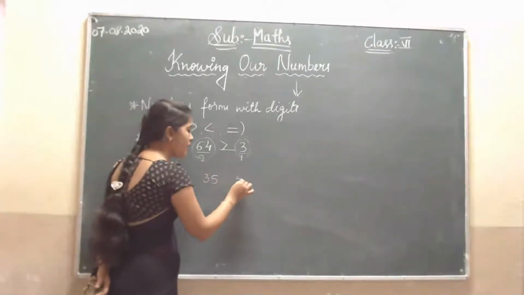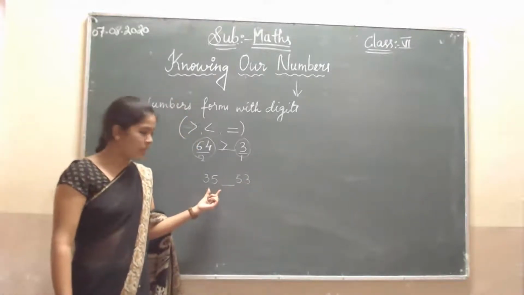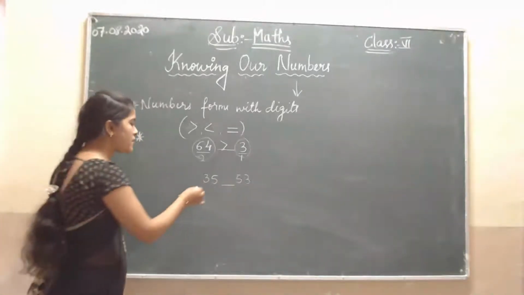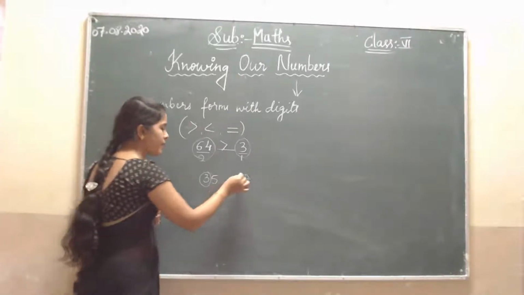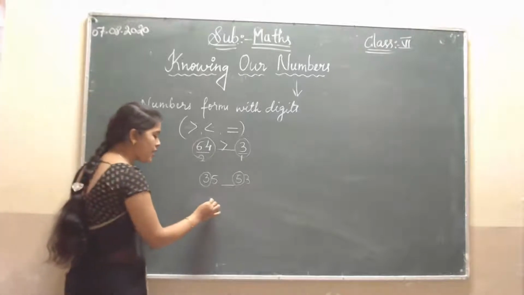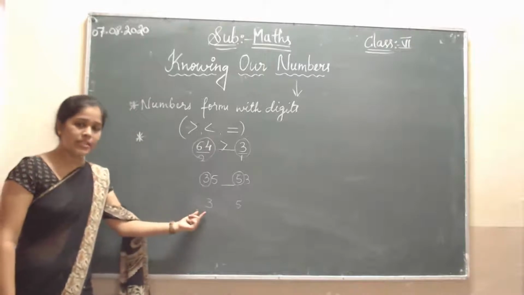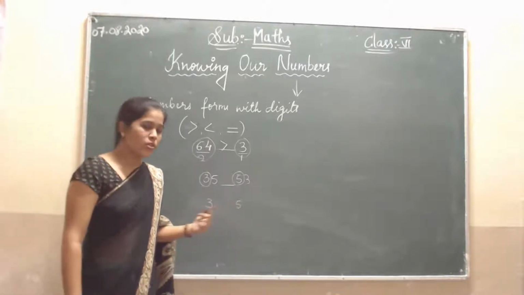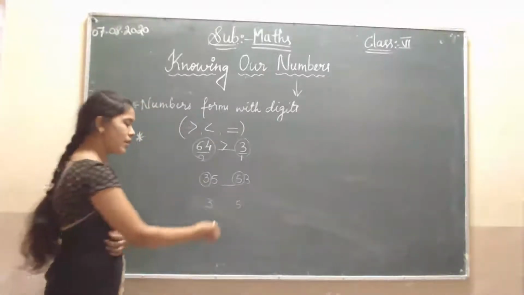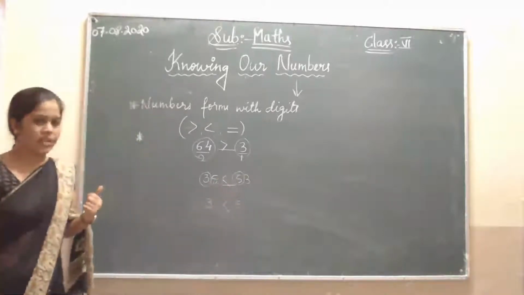35 and 53. Here the number of digits is the same: 2 digits and 2 digits. But in this case, first we will see the first place of these numbers. Here the digit is 3 and here the digit is 5. Which is greater? Yes, 5 is greater. So obviously 53 is greater than 35.